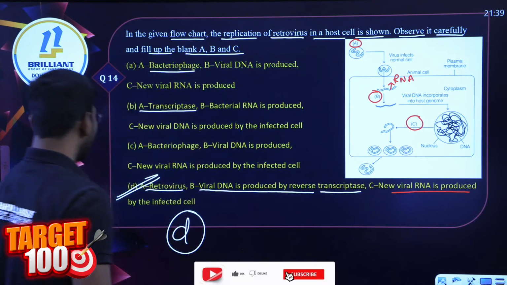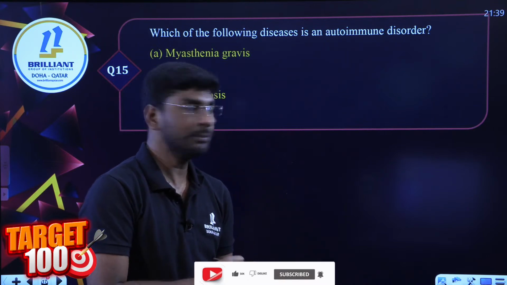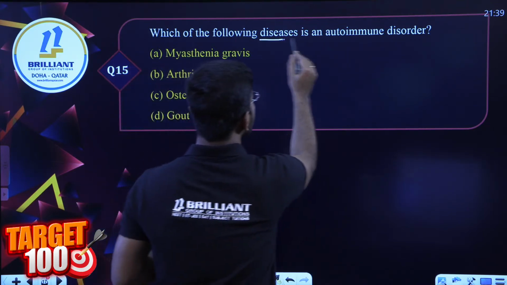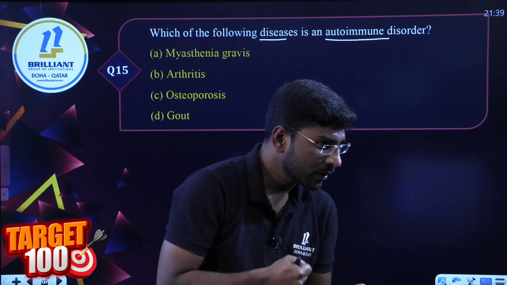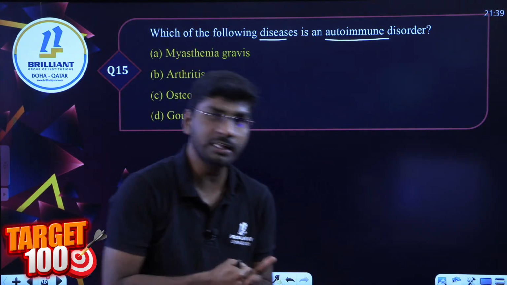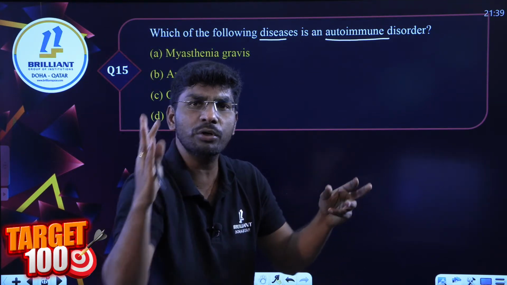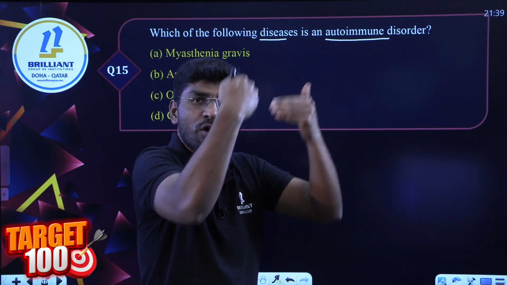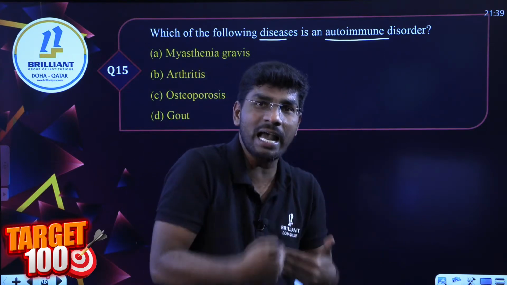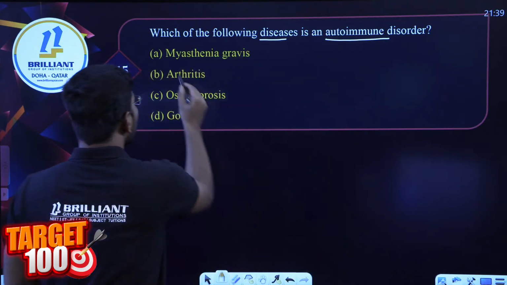Next question. Very simple question. I will be silent. Any one of you? Which of the following diseases is an autoimmune disorder? What is the right answer? Autoimmune disorder, simple question. Auto means our body is attacking us. Instead of protecting us, it attacks us and damages us.